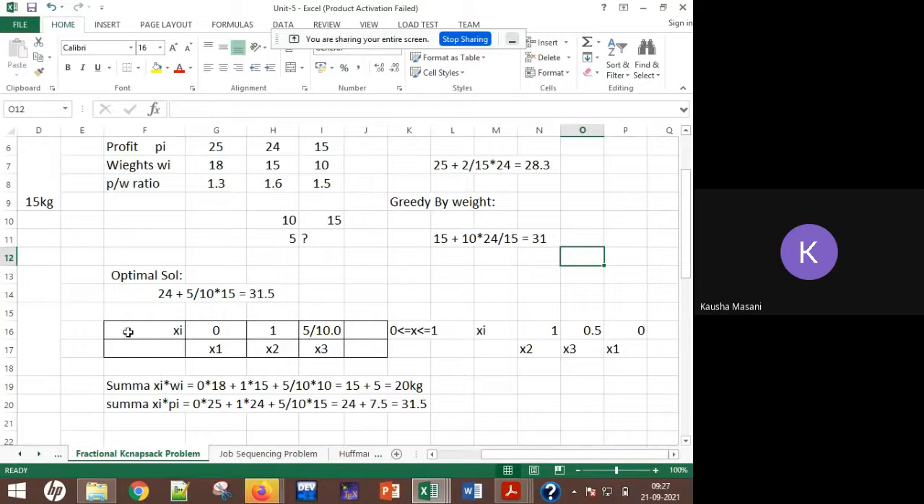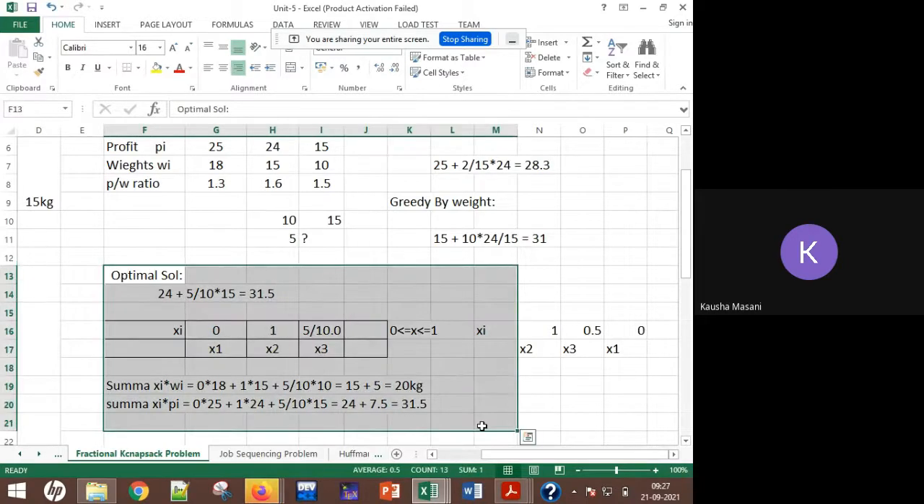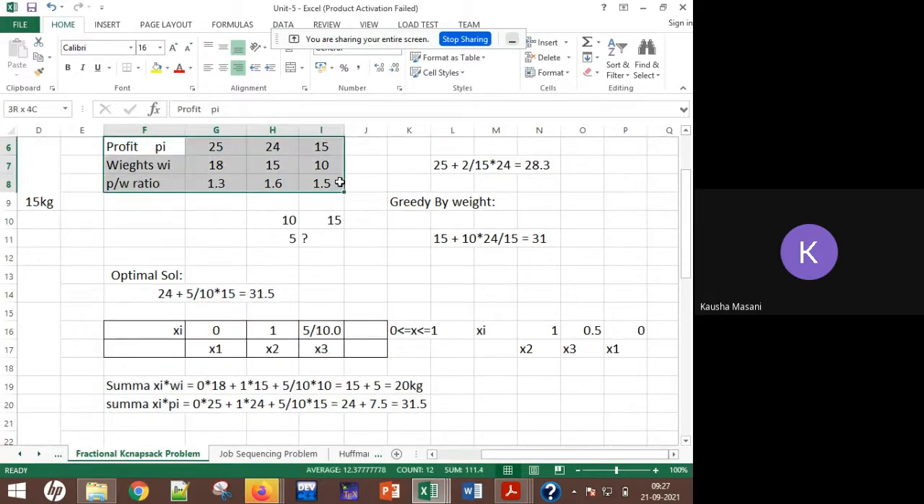Just this much. You show that these are my items, the profits and weights. The profit weight ratio comes out to be these values. And then you draw this Xi table and give the summation of the profit. That's it.